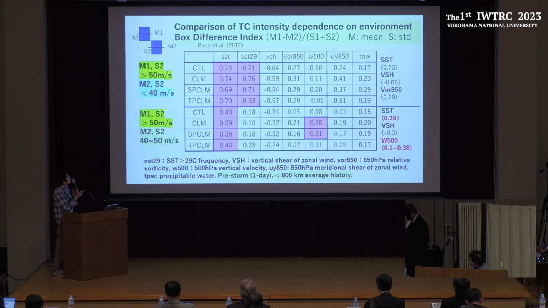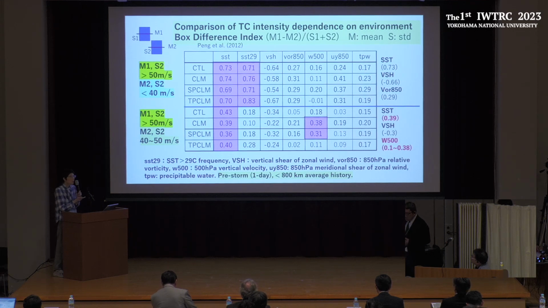Then the upper rows show the difference between the very strong tropical cyclones and weak tropical cyclones. Then we found in every sensitivity case, sea surface temperature, and the experience of over 29 degree sea surface temperature, is the highest value, followed by vertical wind shear and relative vorticity for all the cases. So this is the same as our expectation.